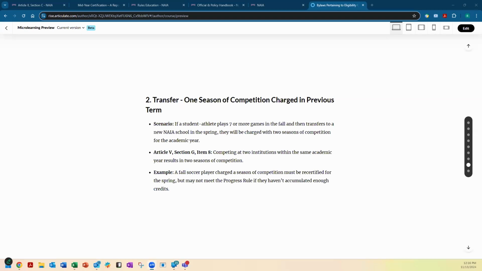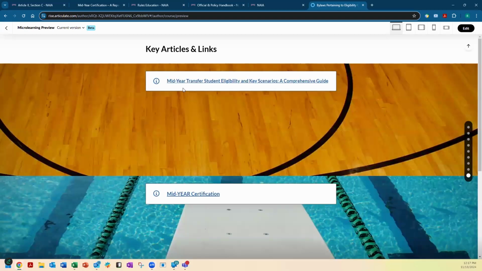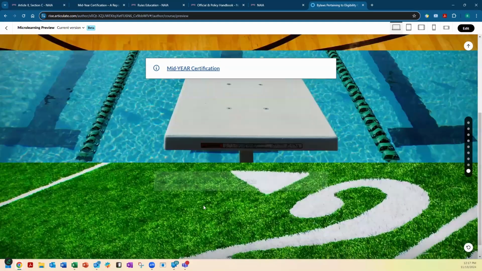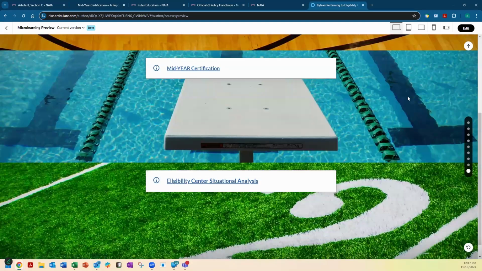And so we see a lot of times where student athletes may not be meeting the progress rule, especially if they're just freshmen, and they compete in the fall, they only have the 12 credits and transfer into the spring term, they will not meet the progress rule to compete. And again, even if it's only scrimmages at the time, this is where our bylaws require the specific application to be met. Here are some key articles and links to some things that are supporting this information, and of course our Eligibility Center situational analysis.